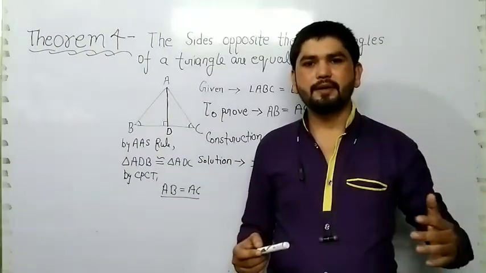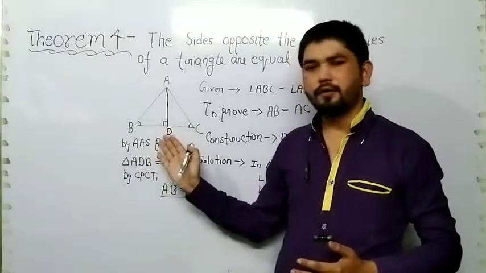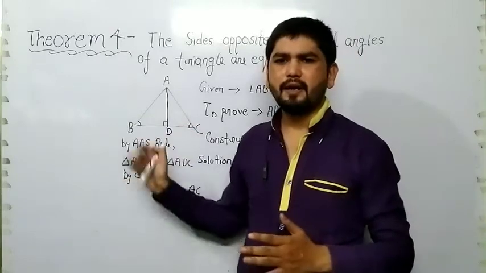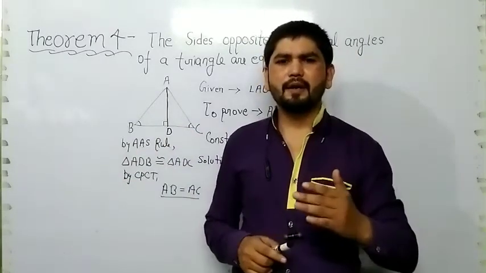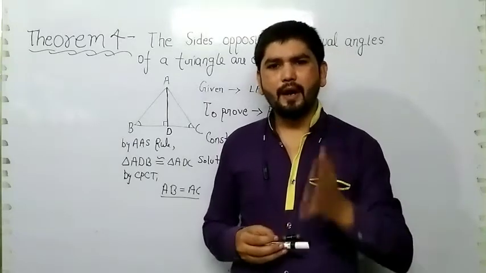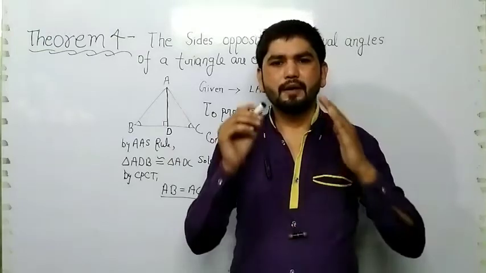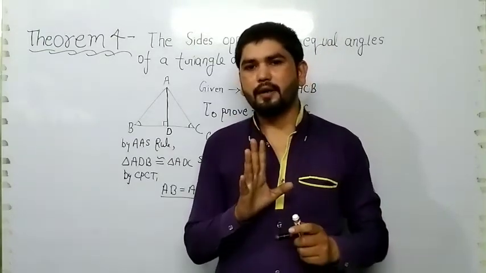In other words, when we have drawn a perpendicular, this perpendicular divides this triangle into congruent triangles. So when we draw a perpendicular in an isosceles triangle, that perpendicular will divide that isosceles triangle into congruent triangles.